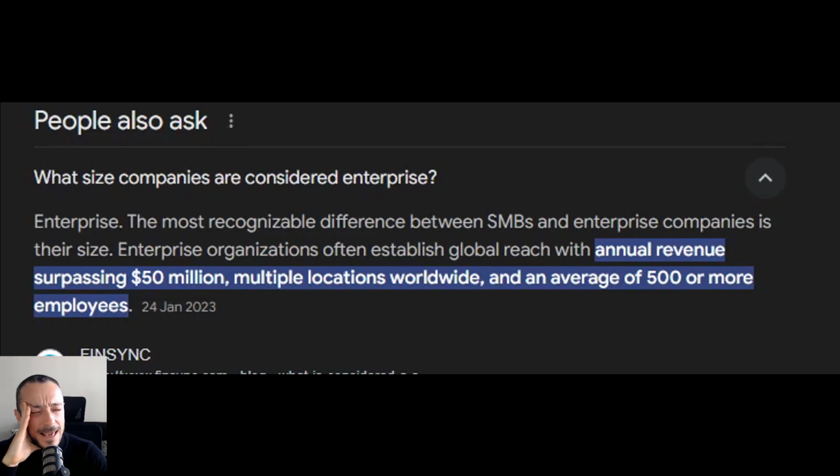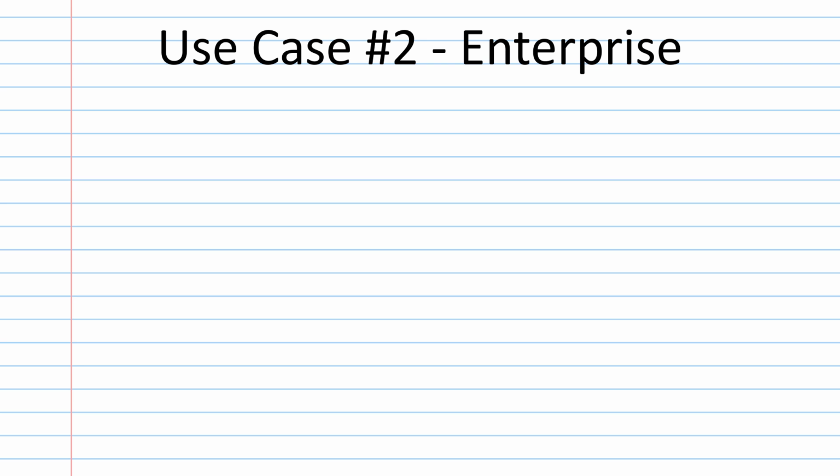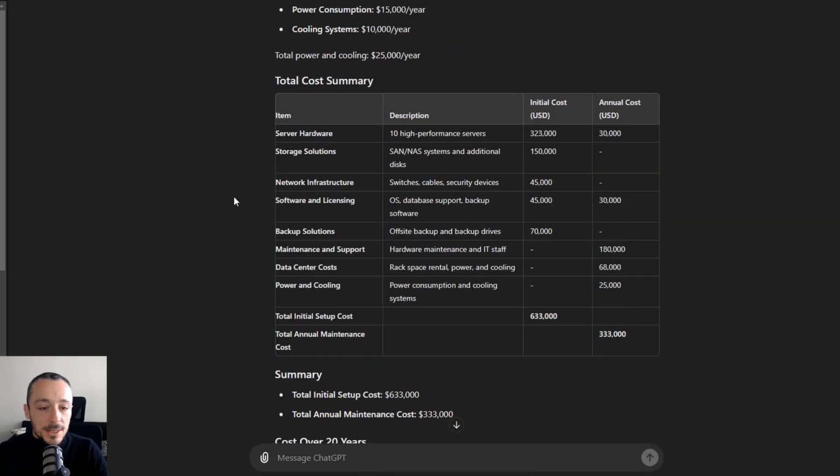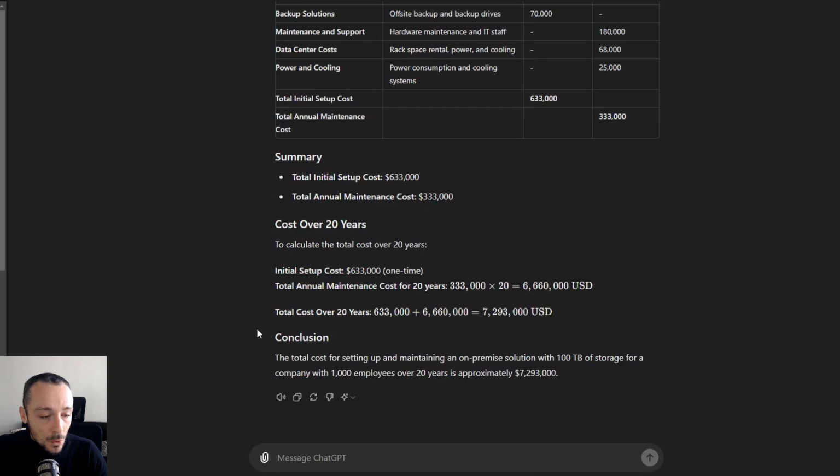So let's say, I don't know, let's say the company needs 100 terabytes of storage, and they're making 100 million per year. Let's keep it round numbers. And they have 1,000 employees cross-site. What type of hardware are we talking about here? So as you can see here, the costing for an enterprise level drastically increases for a 20-year period.